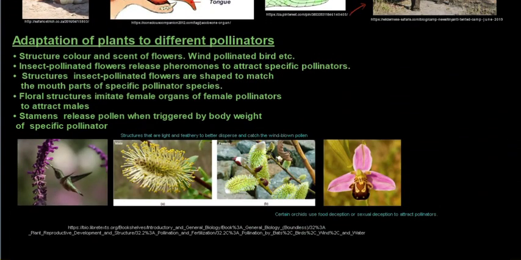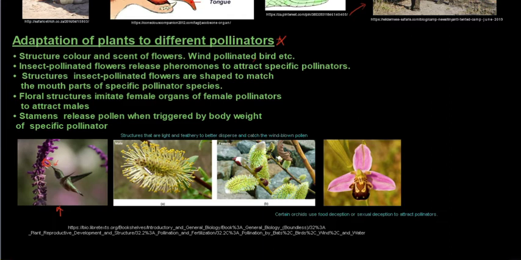Then adaptation of plants to different pollinators. So this you kind of did in grade 11. We looked at a lot of this as well. So the structure, color and scent of flowers that will attract birds. So wind pollinated or bird pollinated. And if we look at these flowers at the bottom, this one is bird pollinated, and you can see that the flower of this plant is specifically adapted for the long beak of this bird. You won't really get other animals that will be pollinating this flower.